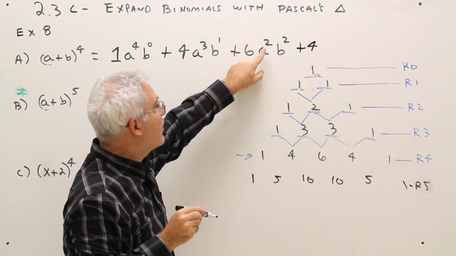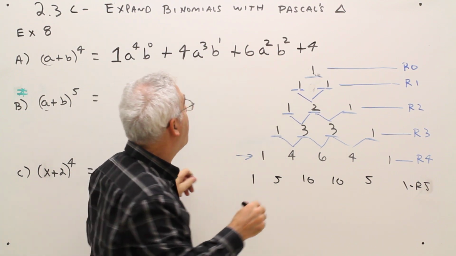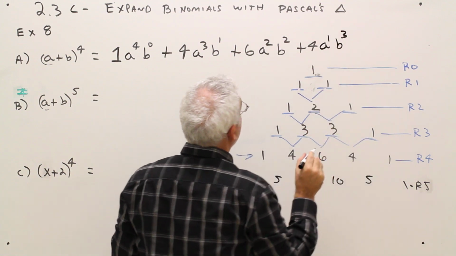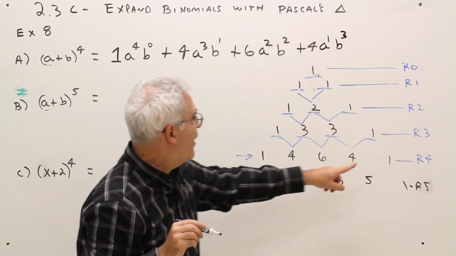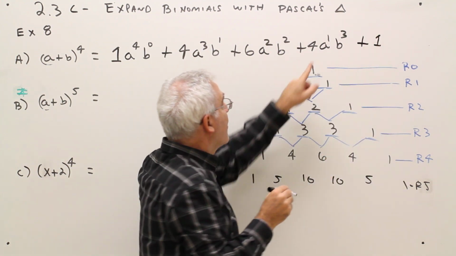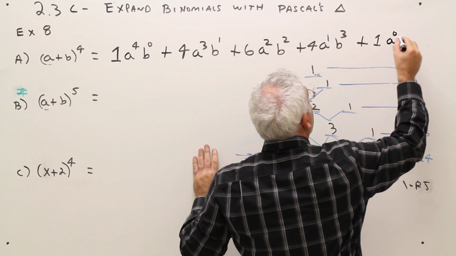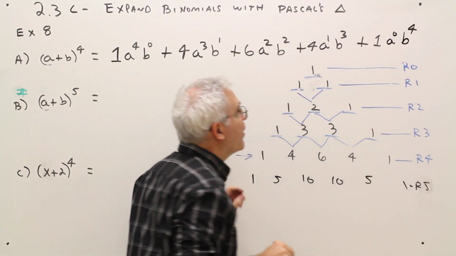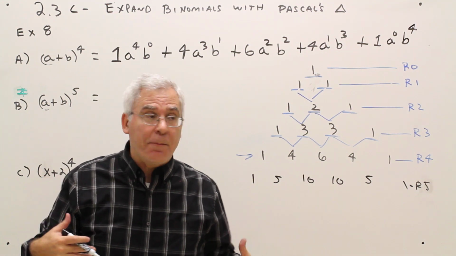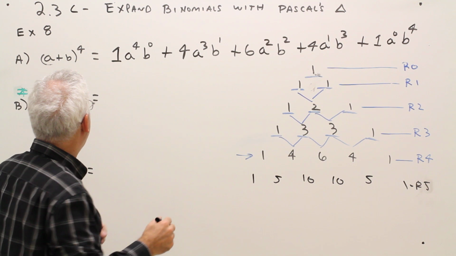This exponent goes down 1. This exponent goes up 1. A to the 1, b to the 3. And then the last one is a 1. This exponent goes down 1, a to the 0. That exponent goes up 1. And then I would ask that you clean it up. So that's just the easy robotic method. Now let's clean things up.